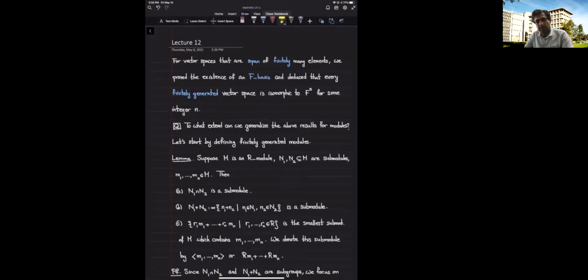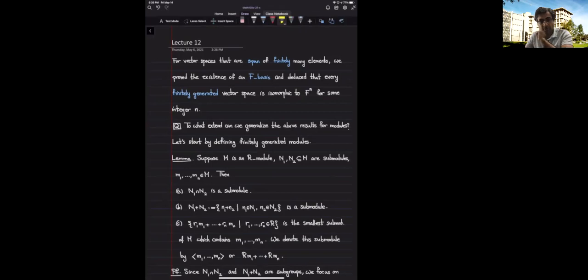Now, let's go back to the case of vector spaces. There are many things that do not work in the case of modules, but nevertheless, we start with vector spaces and get inspired by them, and then we look at modules and try to see to what extent the result that we already have for vector spaces hold in the more general setting of modules.